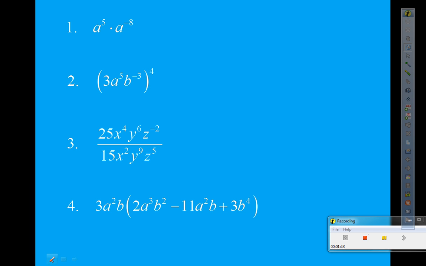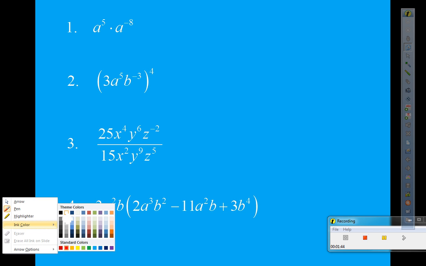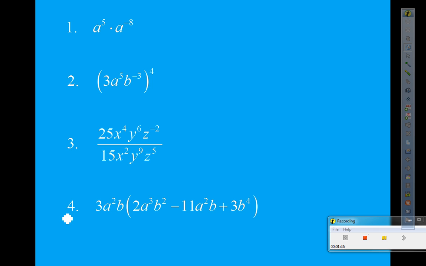So, for a trip down memory lane, if I've got a to the 5th times a to the negative 8, you need to remember that on this rule, we add our exponents. And that's going to yield me a to the negative 3rd. And remember, our next rule, you're not allowed to keep a negative exponent, so we're going to put it in the basement. We're going to put it in the denominator. So that becomes 1 over a cubed.